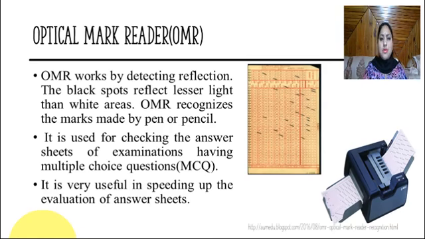Optical mark reader, OMR, works by detecting reflection. Black spots reflect lesser light than the white areas. OMR recognizes the marks made by pen or pencil. It is used for checking the answer sheets of examinations having multiple choice questions, and it is very useful in speeding up the evaluation of answer sheets.